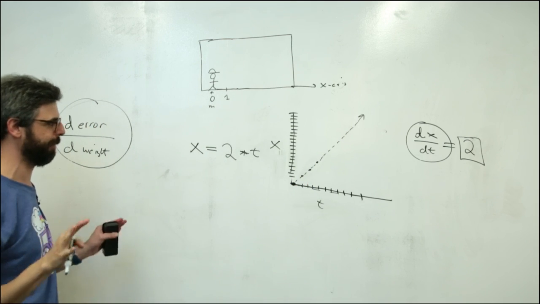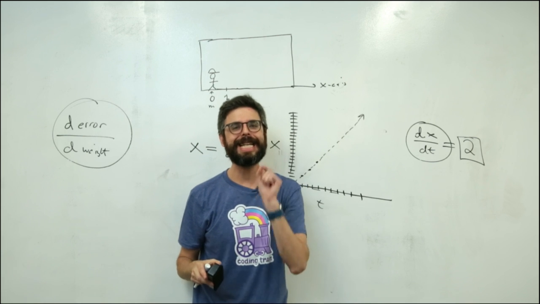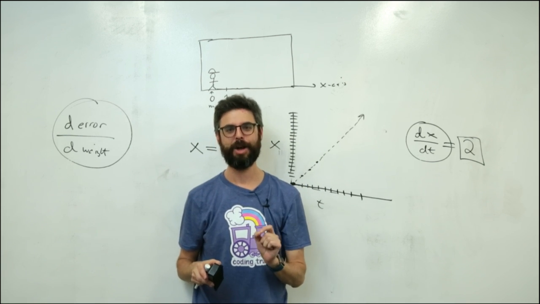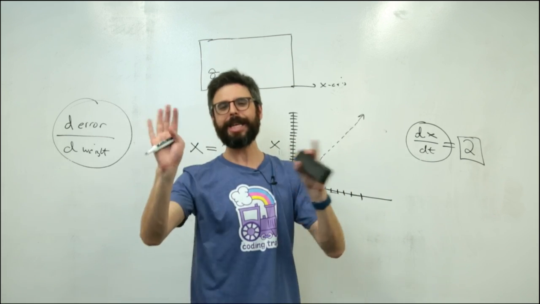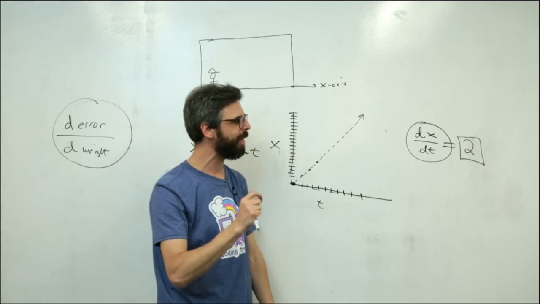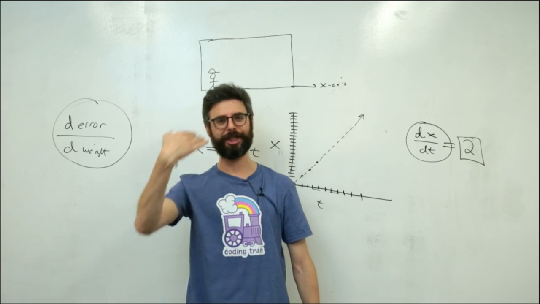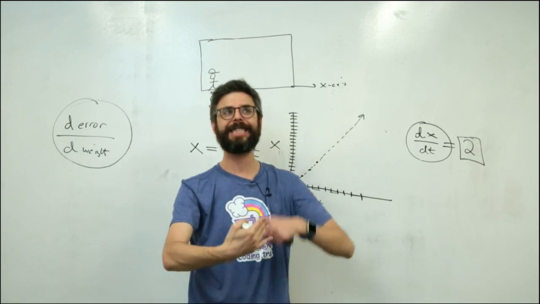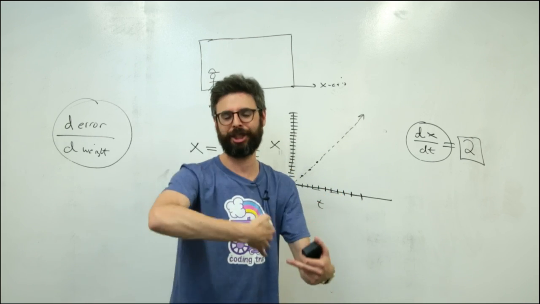Now here's the thing. What if the runner is not running at a constant speed? What if the velocity changes over time as well? If you watch my other videos about motion and animation, you'll see that velocity describes the rate of change for position. So velocity is essentially the derivative of position. Acceleration describes how velocity changes over time.